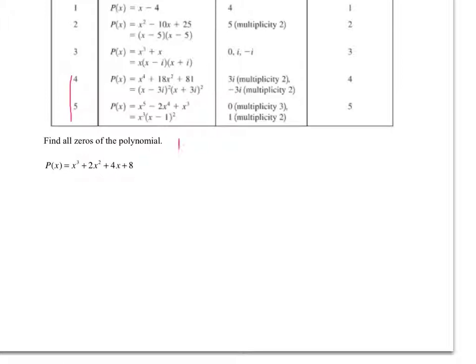And since the constant is 8 and the leading term is 1, the possible rational zeros are just the factors of 8. So we get plus or minus 1, 2, plus or minus 4, and plus or minus 8. So we'll try these and see if any of them give us a remainder of 0.